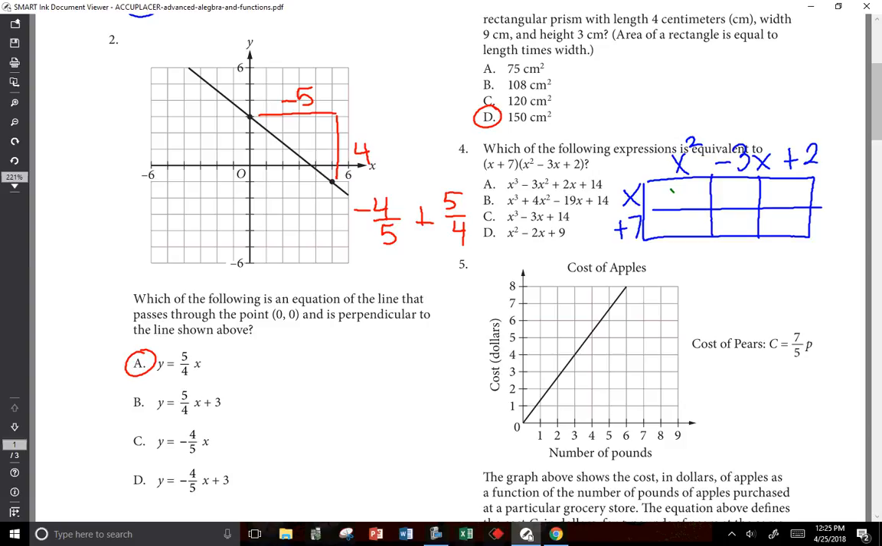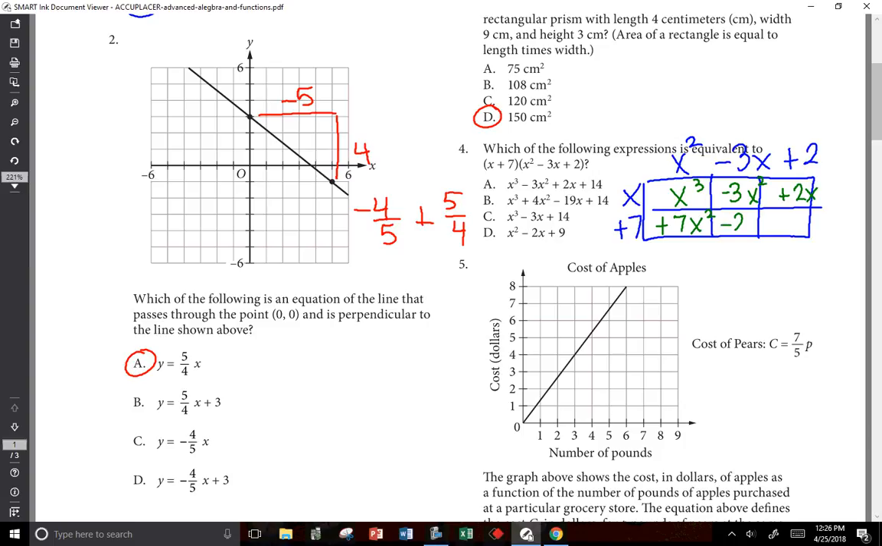2 times x is plus 2x. And then now I'm going to multiply +7 to everything. So +7 times x squared is plus 7x squared. +7 times -3 is minus 21x. And then +7 times +2 is plus 14. Sorry, my numbers are going outside the box. My alignment's messed up on the smartboard.